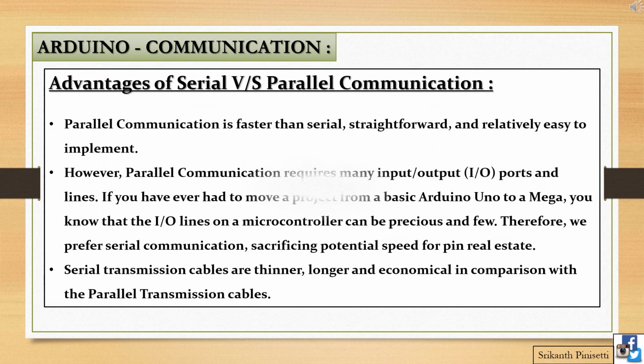Guys, now you have come to know about parallel and serial communication. Now let us see the advantages of serial versus parallel communication. We all know that parallel communication is faster than serial communication because of the larger number of input and output ports. If you want to transfer data between an Arduino UNO board and an Arduino Mega, it requires more input and output lines on a microcontroller, which are precious and few. Therefore, we prefer serial communication, sacrificing potential speed. Serial communication cables are thinner, longer and economical in comparison with parallel transmission cables.